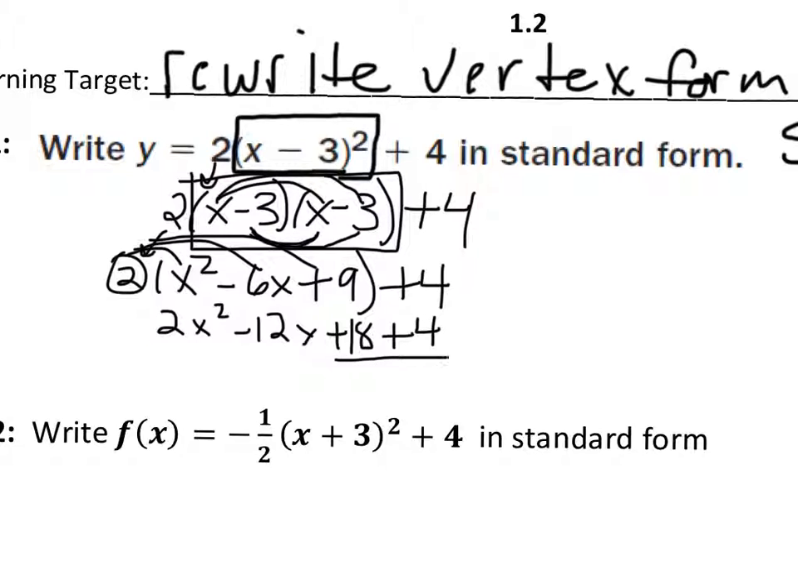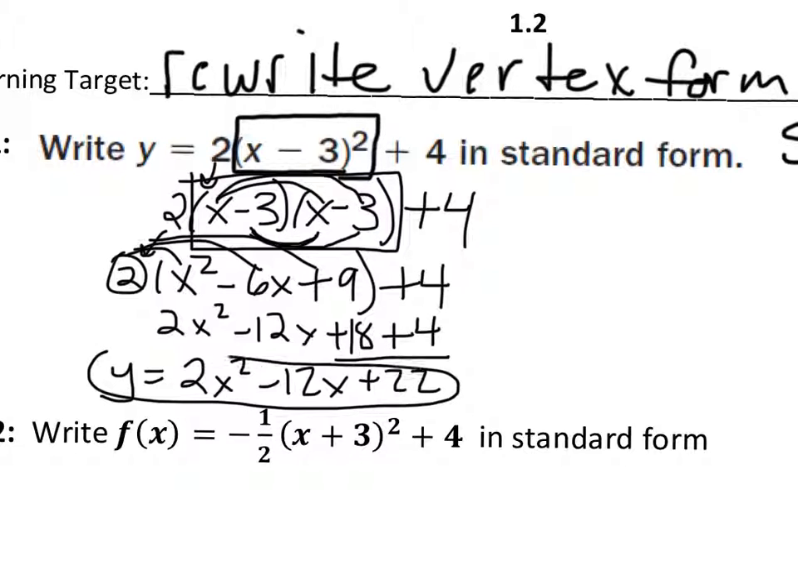So if I add the like terms at the end, my final answer in standard form is going to be 2x squared minus 12x plus 22. And this would be that function rewritten from vertex form into standard form.